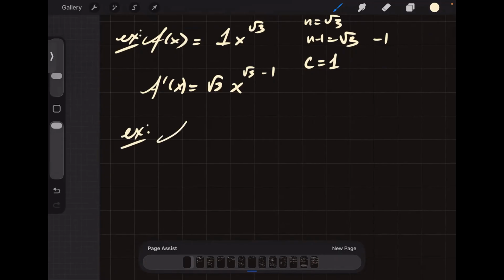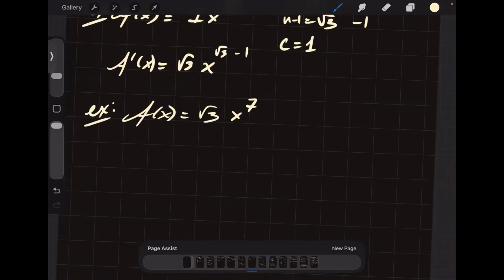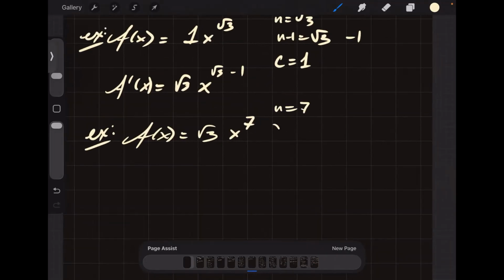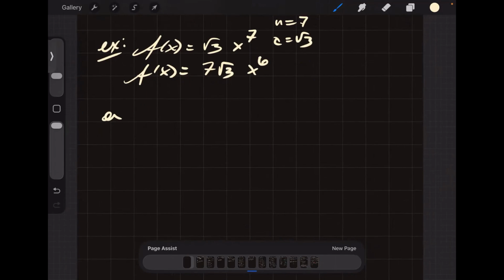That's cool too. F of x is equal to root 3x to the 7th. Again, n is equal to 7, c is equal to root 3. F prime x is equal to 7 root 3 x to the 6th. What if I throw some pi in there, right? Pi is 3.14. Please don't write that out, because if you do, I'll make you write the whole thing out. All the digits of pi, okay?